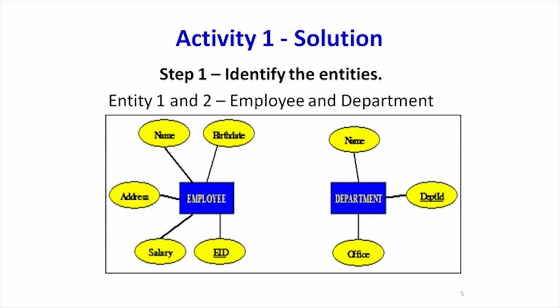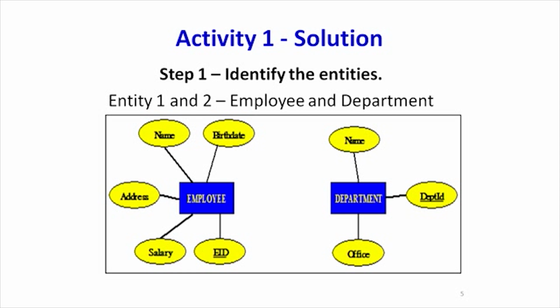So let us see how we are going to develop an entity relationship diagram for this case. Step 1. You need to identify the entities. Not only the entities, you need to identify the entities with its attributes. For the case that we've been given, there is entity 1 and 2, which is employee and department, as you can see. An employee has the following attributes. An employee must have a name, must have an address, a salary, birth date, and employee ID, which is the primary key for that particular entity or table.